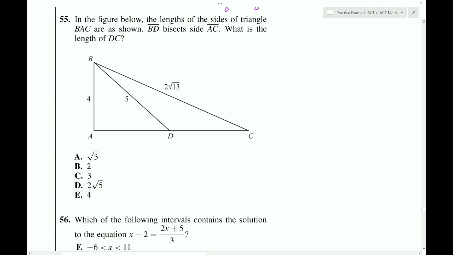The figures below, the length of the sides of the triangle are shown. BD bisects AC. So this is split into 2 equal parts. Now if you notice, this is a 4, 5 with blank. It has to be 3. 3, 4, 5, right? Which means this is also 3, which means the total is 6. What is the length of DC? Oh, we've already done it.